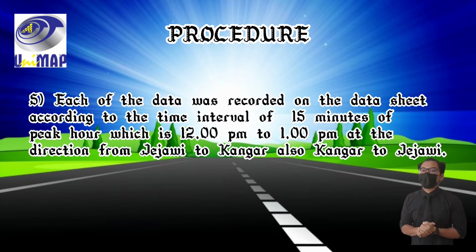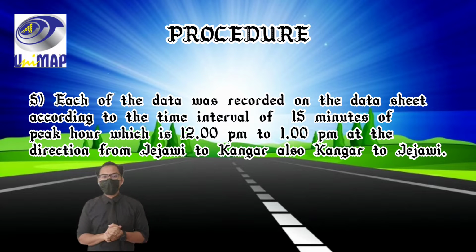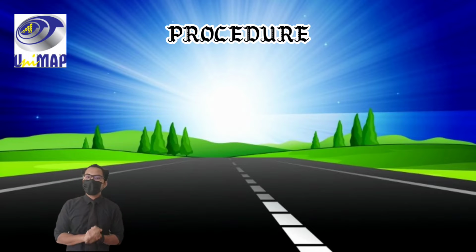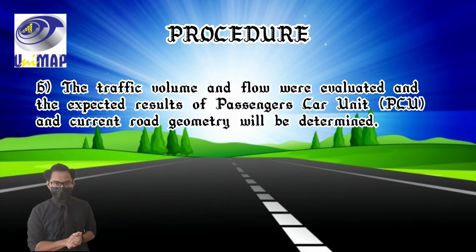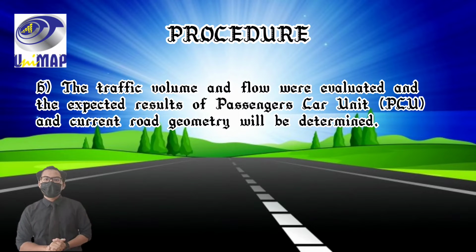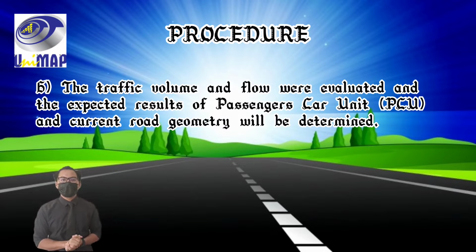The next step is that the counting was done at each lane, which differs in both opposite directions. Each of the data was recorded on the data sheet according to the time interval of 15 minutes at peak hour, which is 12 pm to 1 pm. The last step is that the traffic volume and flow were evaluated, and the expected result of passenger car per unit, PCU, and the current geometry will be determined.